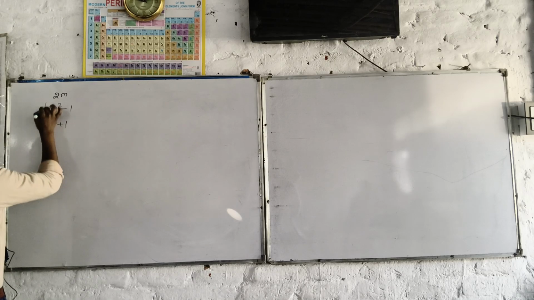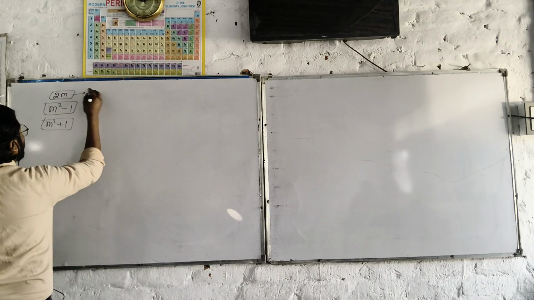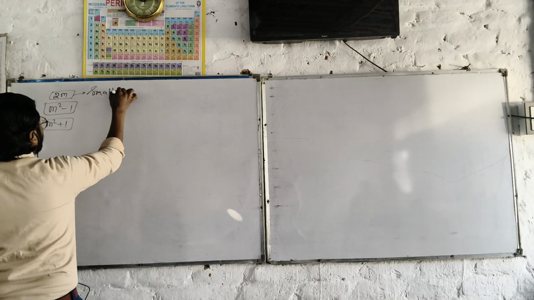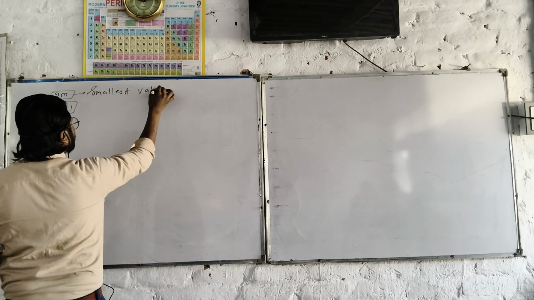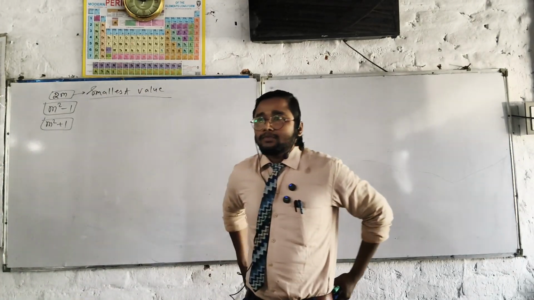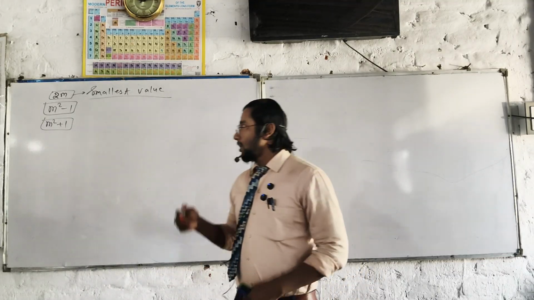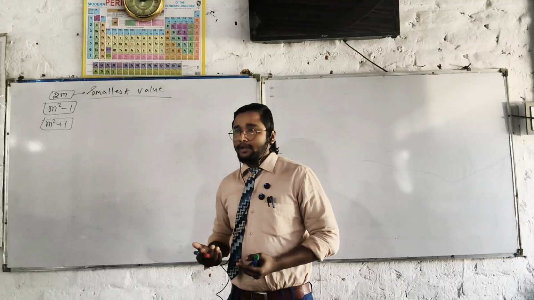m square plus 1, right? Yesterday we were talking about this, and we said that this one is the smallest value. What is this? One more time. This is called the smallest value. m square minus 1 is the second smallest value, and m square plus 1 is always the greatest value, right?